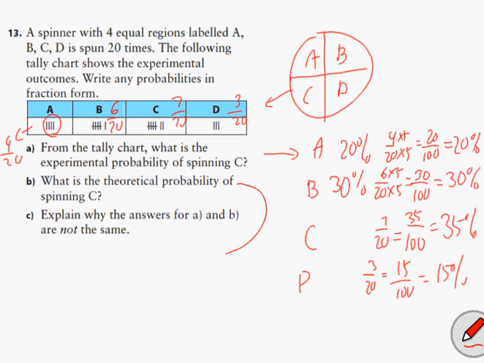But what was the theoretical probability of C? Before we actually started spinning the spinner, what should have happened on C? How often should it have landed on C theoretically? 1 out of 4, because it had an equal chance of the 4 letters. The theoretical probability was 1 chance out of 4, but the experimental probability was 7 times out of 20. Are they equal? No. But why not?